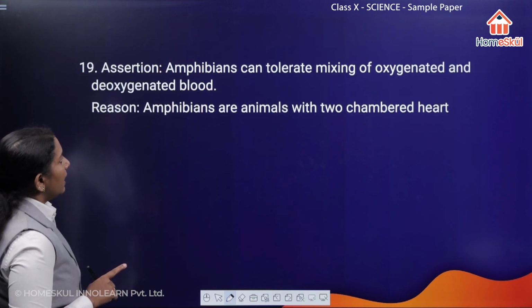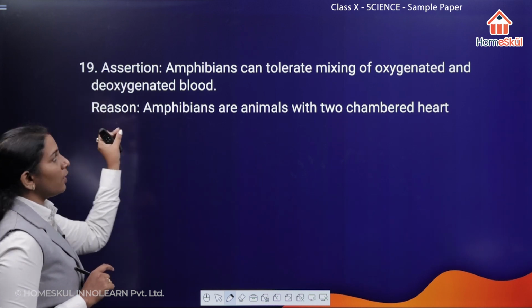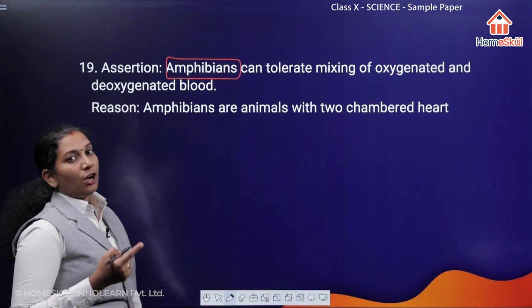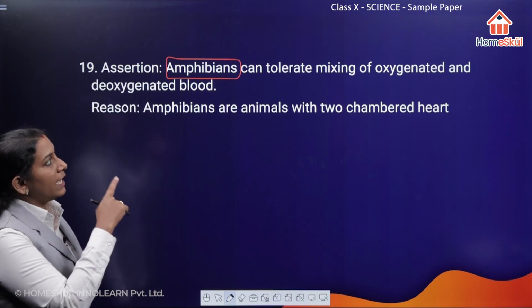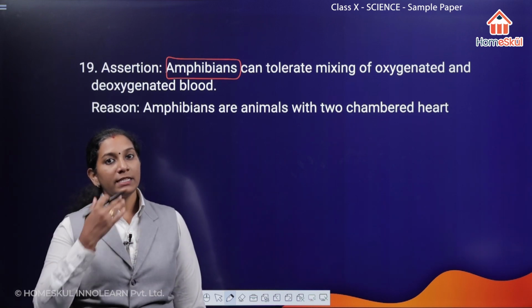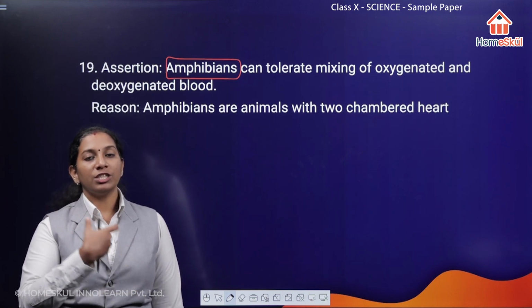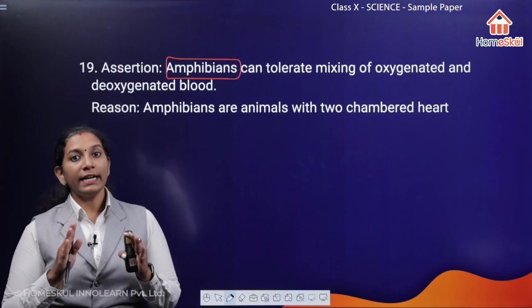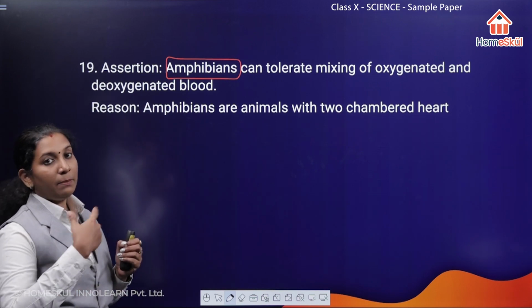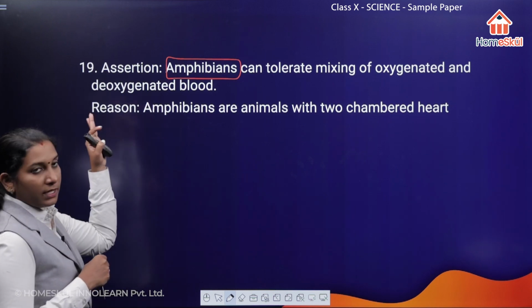Then the next question, assertion: amphibians can tolerate mixing of oxygenated and deoxygenated blood. You know amphibians are a category of organism. They can tolerate, in their heart, the mixing of oxygenated and deoxygenated blood. We know that in human beings we have 4 different heart chambers, so we cannot expect any mixing of the oxygenated and deoxygenated blood. For that our heart is well equipped with 4 chambers, right? But in amphibians this mixing of oxygenated and deoxygenated blood can occur. So the assertion is true.